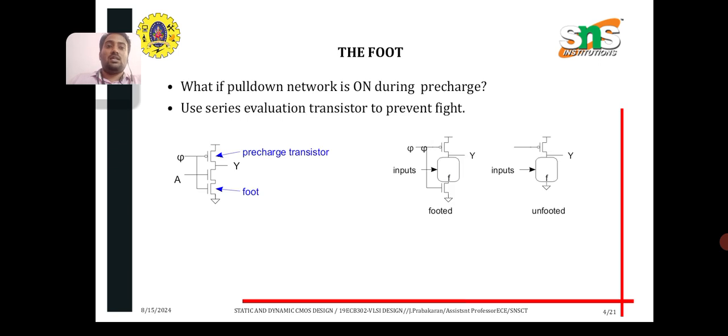You can see here, we have already discussed the pull-down network and the pull-up network. What is the pull-down network, what is the pull-up network, and where we are connecting these two networks. We have discussed a lot of things about the pull-up and pull-down networks. And use a series evaluation transistor to prevent fight, which means the PMOS transistor is the pre-charge transistor and the NMOS transistor is the foot transistor.